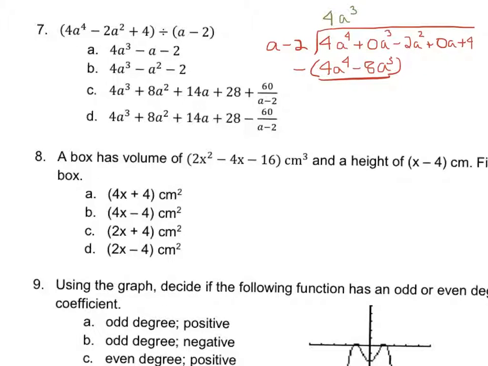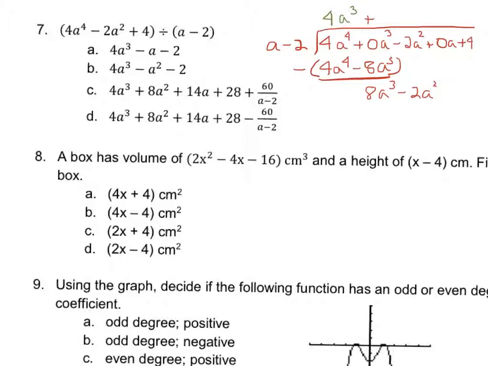This is where it's become helpful that I put that 0a cubed. So now I have a cubed lining up with a cubed. That 0 doesn't do anything to it. It's going to be a positive 8a cubed because I'm adding or subtracting a negative. Bring down the negative 2a squared and repeat.